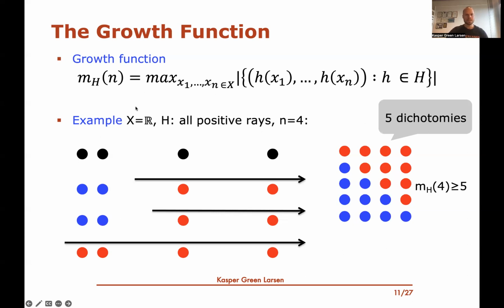Which means the growth function here, again, is the maximum over all sets of 4 points, or n points in general. And here we gave an example of 4 points where the number of dichotomies was exactly 5. Which means that this maximum is going to be at least 5, because the maximum over all point sets is at least as large as the value on this concrete point set.